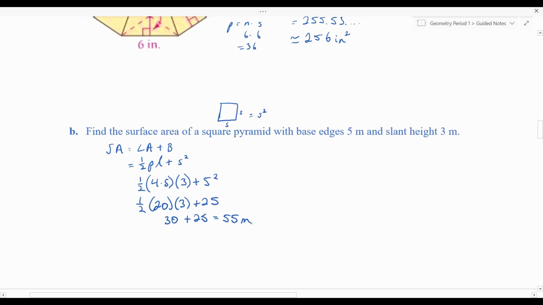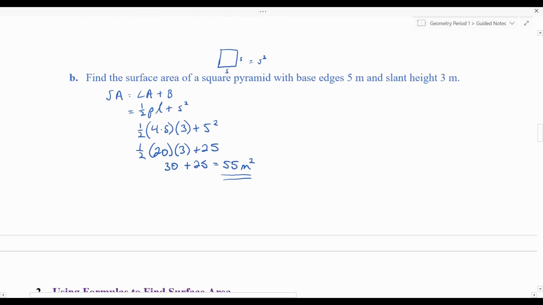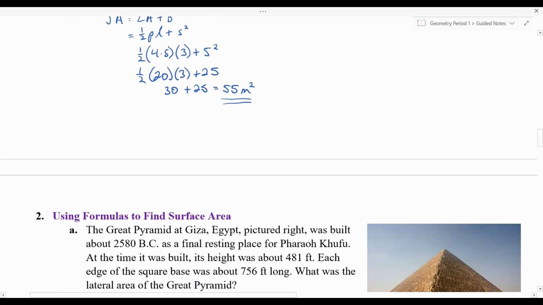55 square meters is our area. That's our answer right there, and that's that for this problem. Okay, let's move on to our next example here.